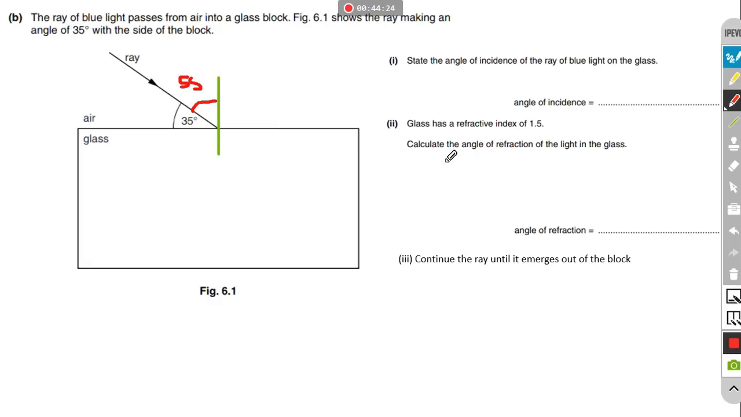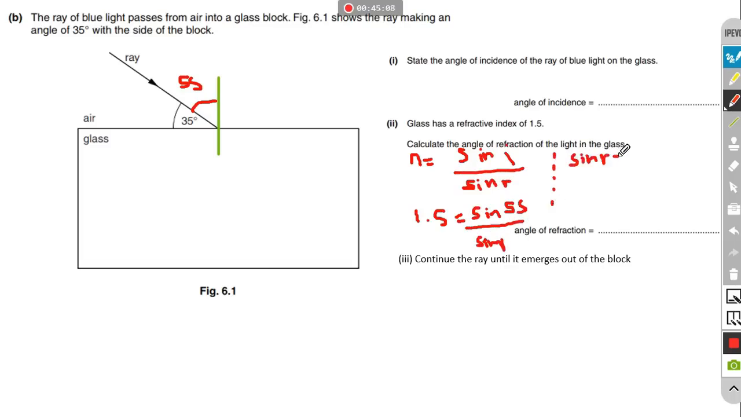We need to find the angle of refraction. Now in this case, it's going from air to glass. So we know n equals sine i divided by sine r. n is 1.5. Sine i, which is sine 55, over sine r. It should be sine r equals sine 55 divided by 1.5. And r would equal sine inverse of this whole thing. I'm just taking this sine over there because I just want the angle of refraction. So it should be sine inverse of sine 55 over 1.5.